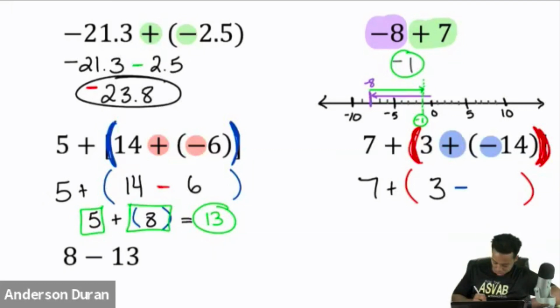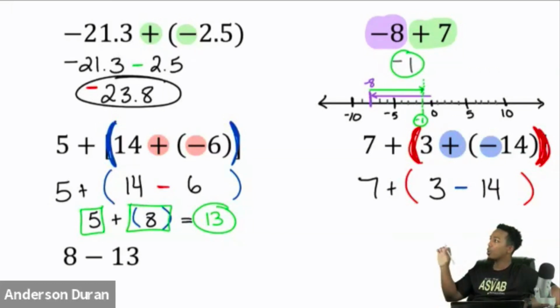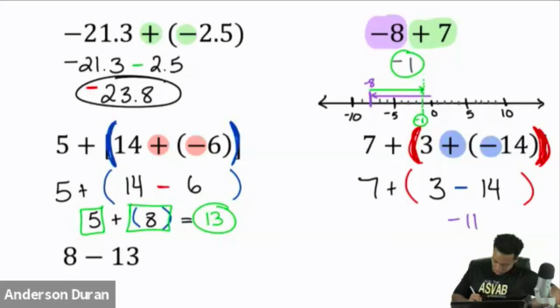And so 3 minus 14. Everybody, what's 3 minus 14? How far is 3 from 14, everybody? 3 from 14 is 11 spaces away. But because we're subtracting the 14, not subtracting the 3, it'll have to be a negative 11. So we write that over here, negative 11. And so let me put that into parentheses like we had before.